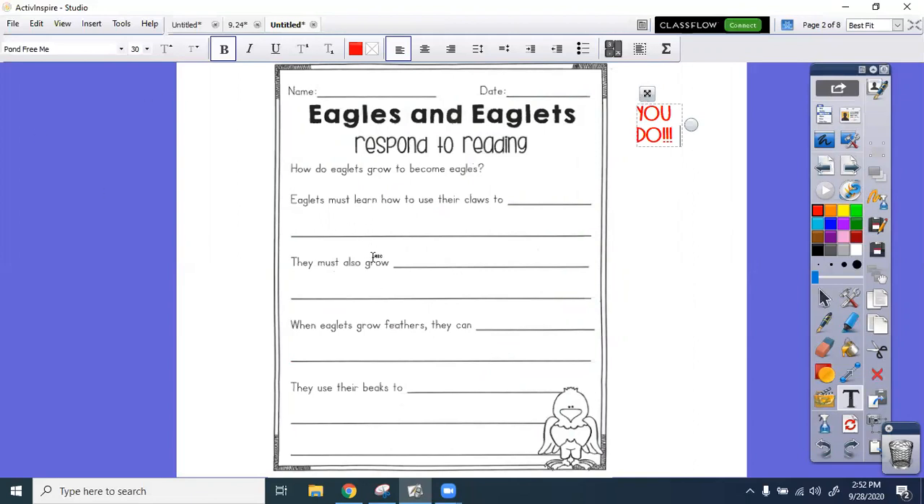This is responding to reading. That means you're going to think about what you read. And these answers don't always come straight from the story. These answers sometimes come from your mind. So you're taking what you've read and now you're going to respond to it. You're going to talk about what it means.